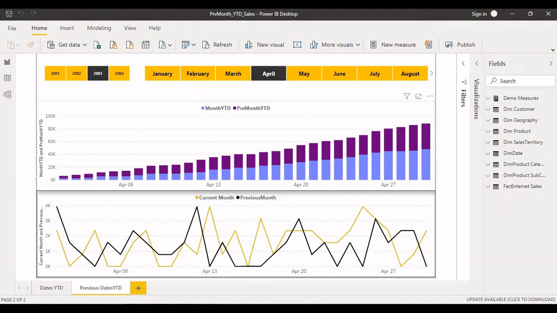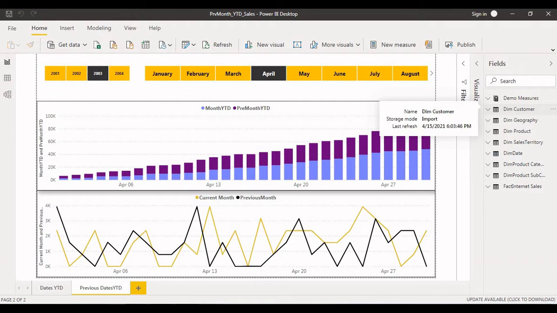I have already designed this report, so I will try to explain each and every step that I have done here. Before getting into the details of the report, let me explain which tables I have imported for today's demo: customer table, geography, product, sales territory, dim date, product category, subcategory, and fact internet sales. These are the tables I have imported from Excel, and we'll also try to understand what kind of relationship we have established between these dimension tables and fact tables. Understanding relationships is very important.